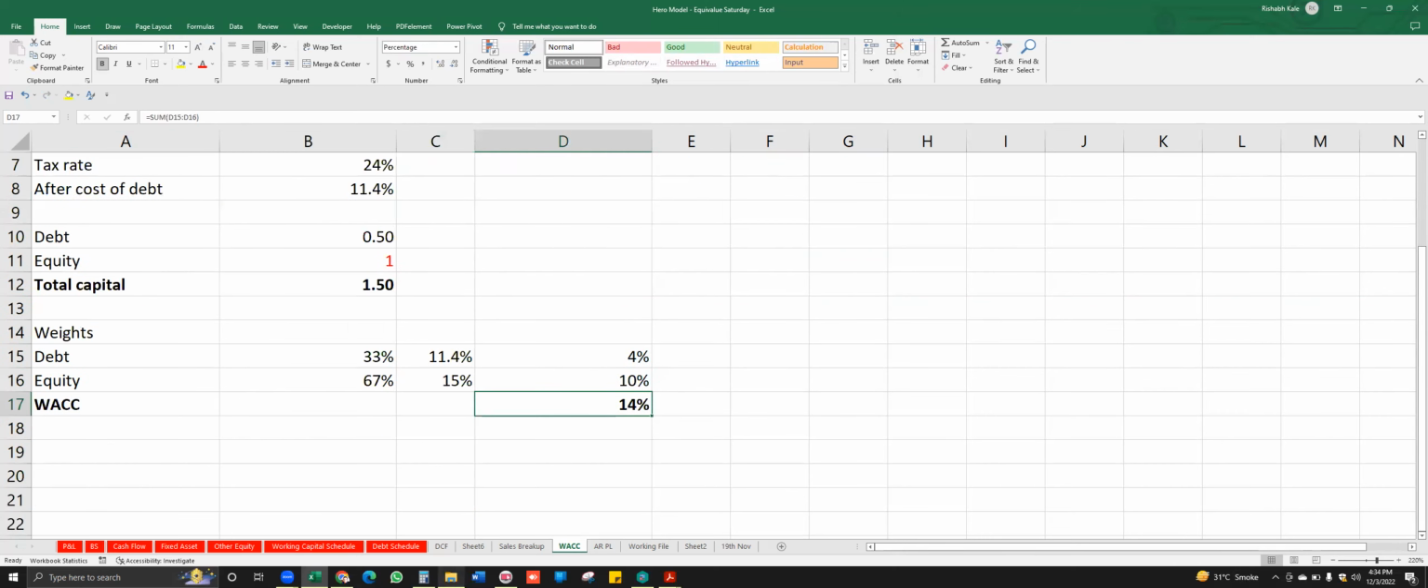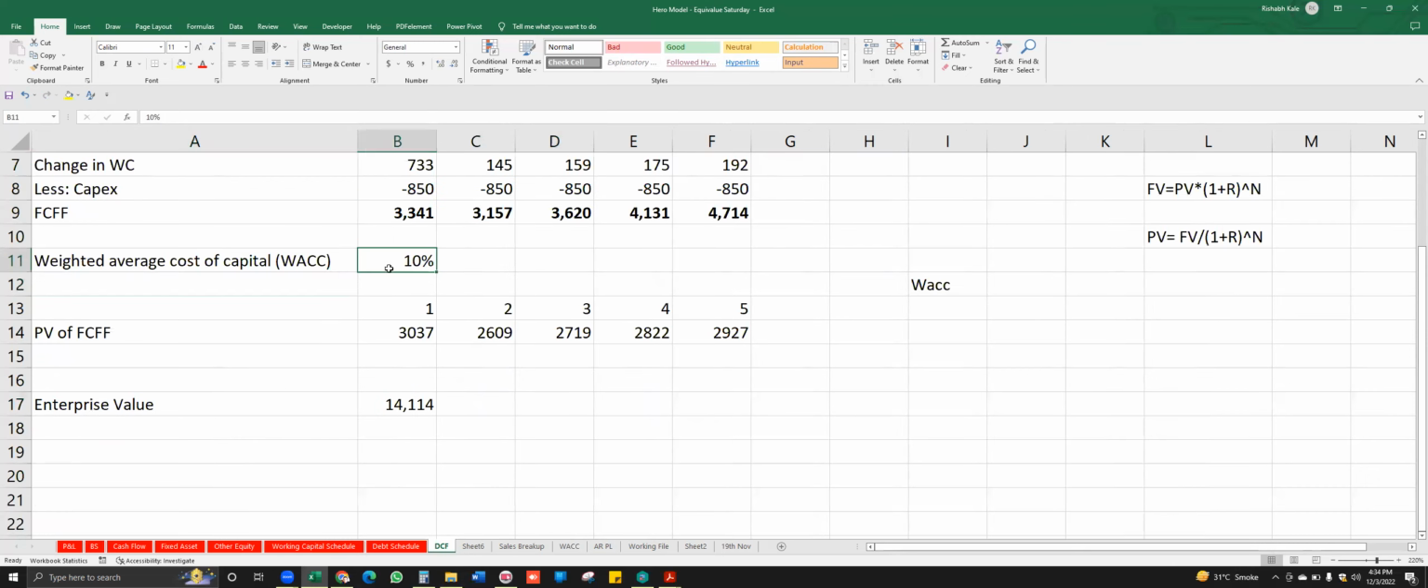Now this WACC will be linked to your DCF over here. But what will happen to this value now? It was 10 that we had taken. Now it will become 14. So this value will increase or decrease? Your company's value will increase or decrease?